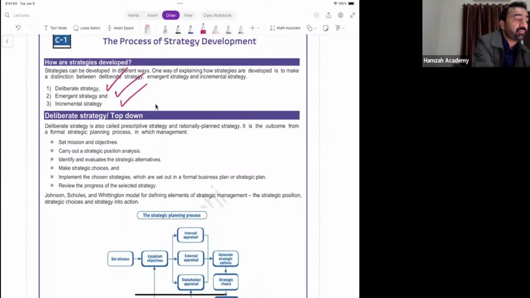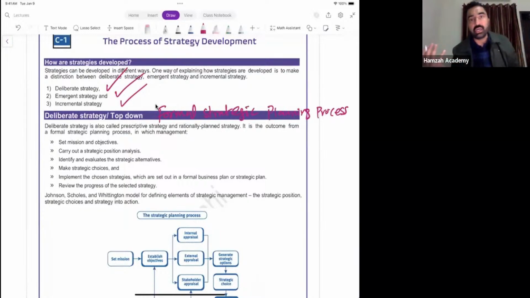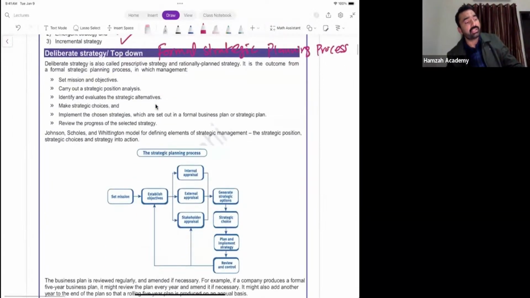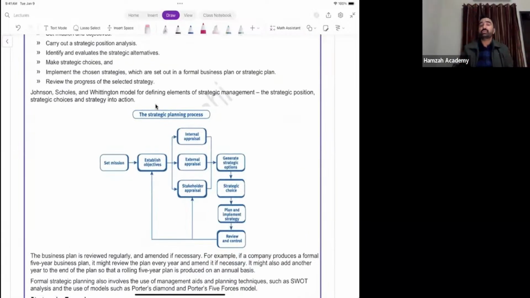This is also called formal strategic planning process. So under formal, when we talk about formal, it is more of top down approach. So under this strategy process, it starts first of all from mission of the organization. So what does our mission say? Mission is about purpose, purpose of the organization. What is our purpose? What is our reason of existence?